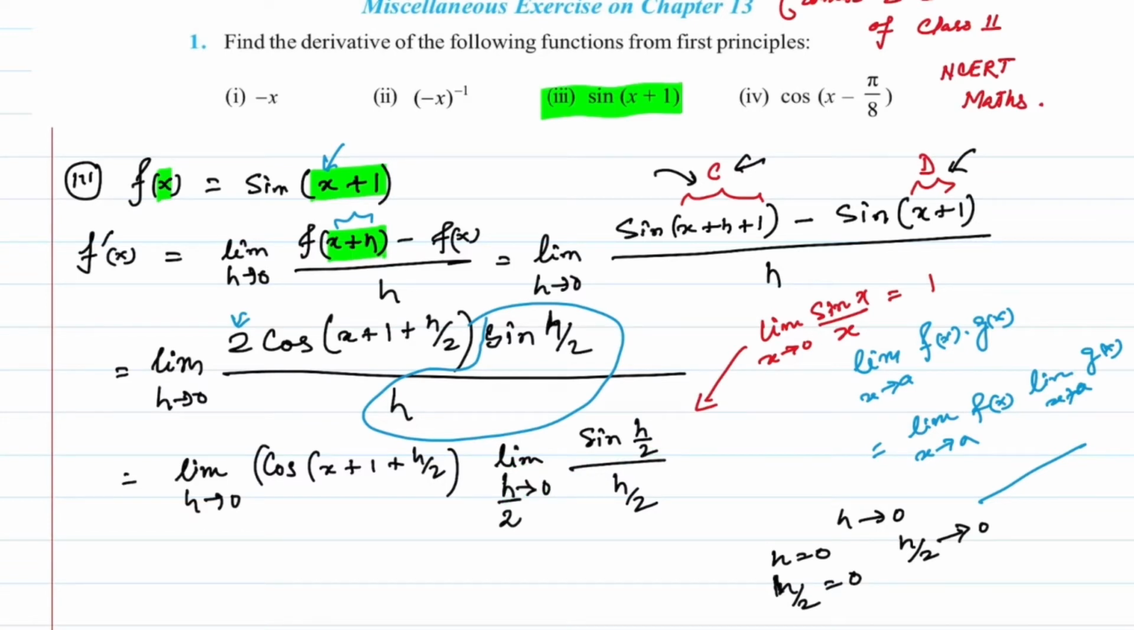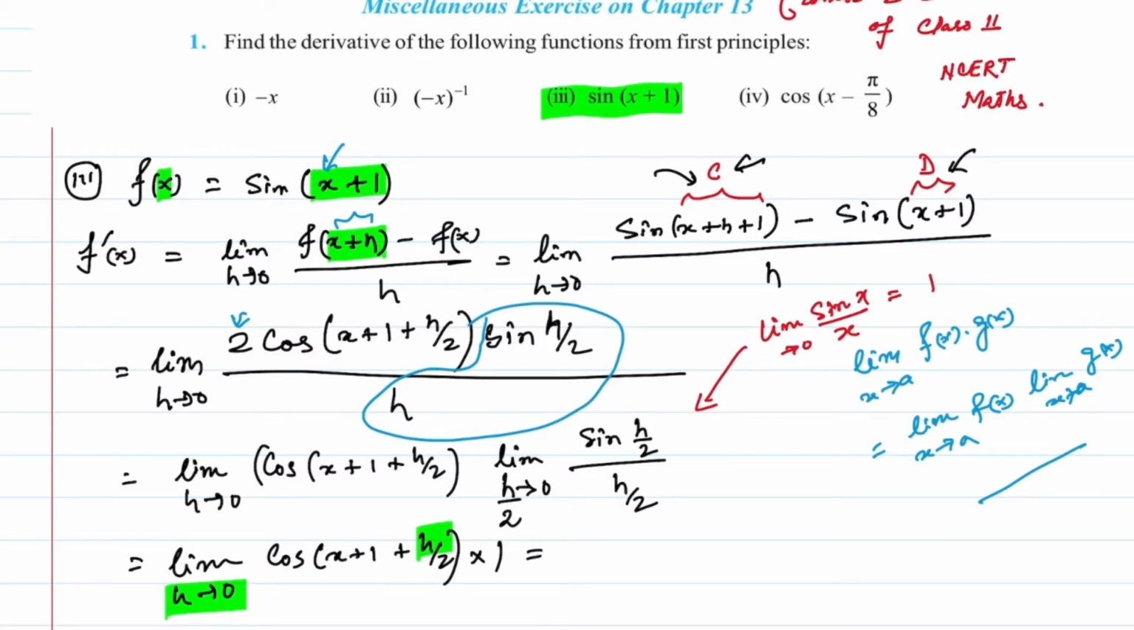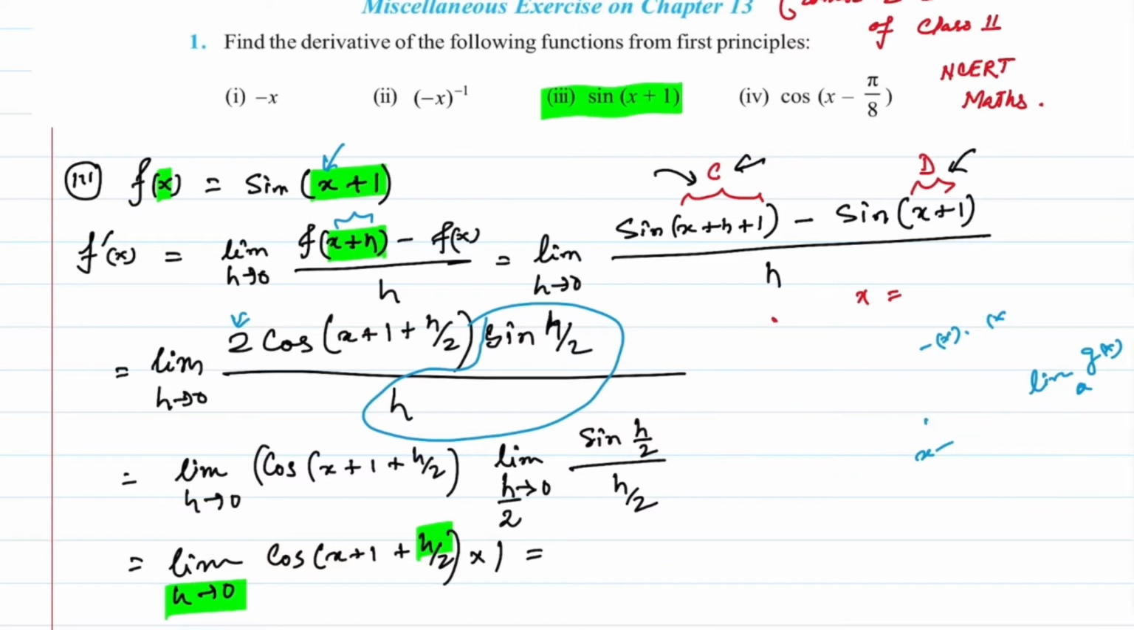Now we have the limit as h tends to 0 of cos of x plus 1 plus h by 2, into 1. Now as h tends to 0, you can replace this h by 0, and if you do so, then what will happen? Let me clear this part.